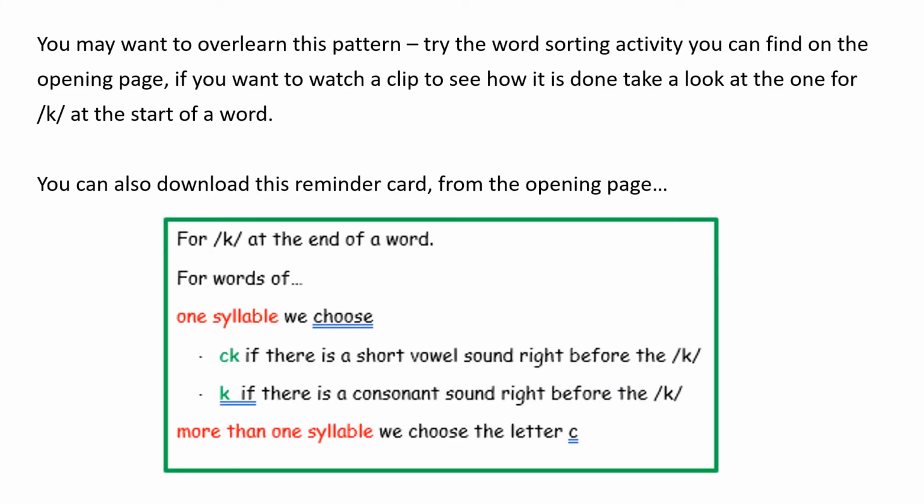Hopefully you've got the hang of that, but you'll probably want to overlearn it just to reinforce it in your head. So on the opening page you can find a word sorting activity, and if you want to watch a clip to see how you can work with that, you can have a look at the one for the sound k at the start of a word. It's the same activity, just with a slightly different focus. You can also download this wee reminder card from the opening page. Hopefully this will help you sort out your confusions over how to spell the sound k at the end of a word, as it is one of the most common things that trips people up.